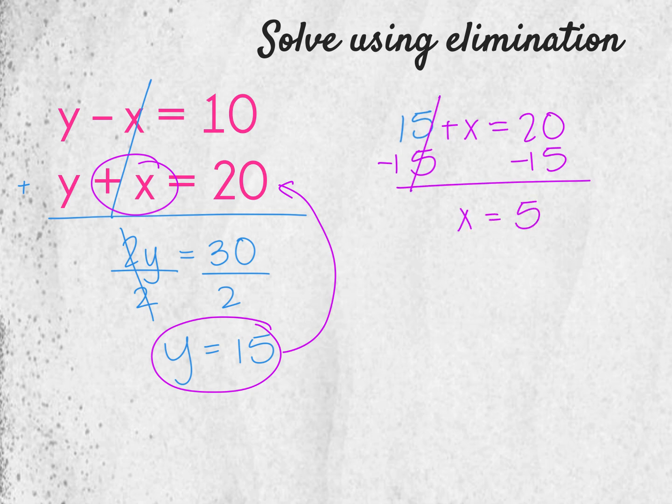So my answer, again, is written as an ordered pair. Please make sure you have those parentheses. It's going to be (5, 15).